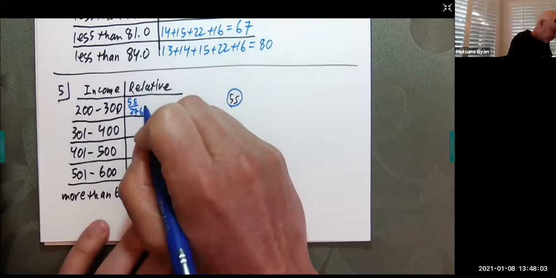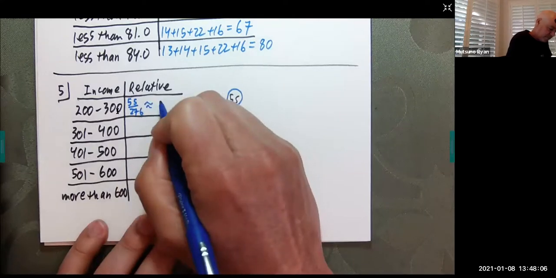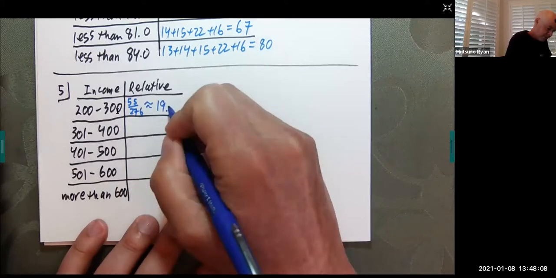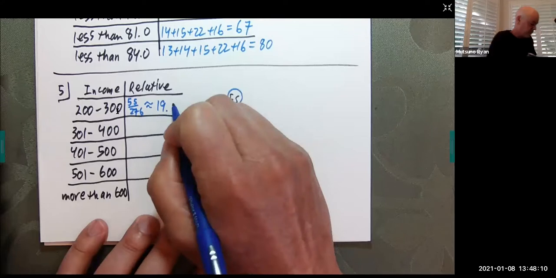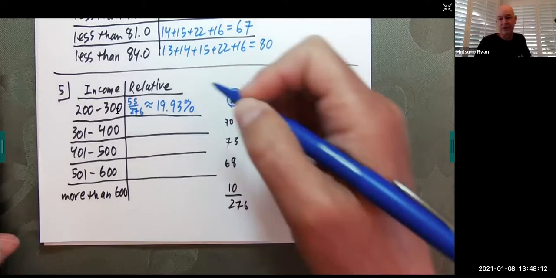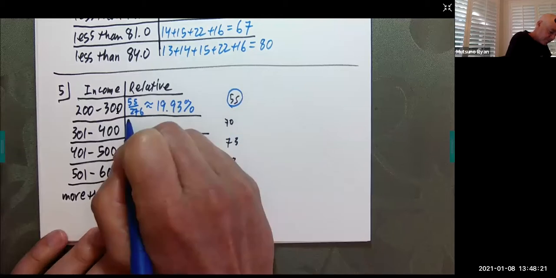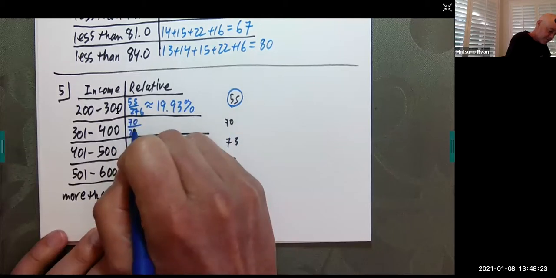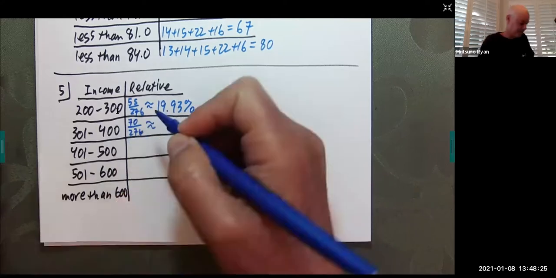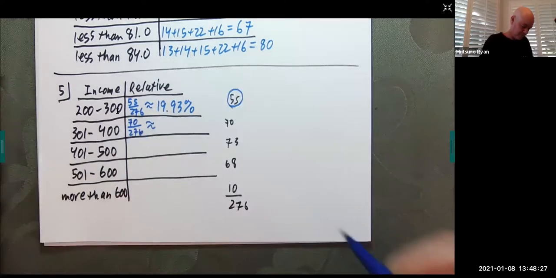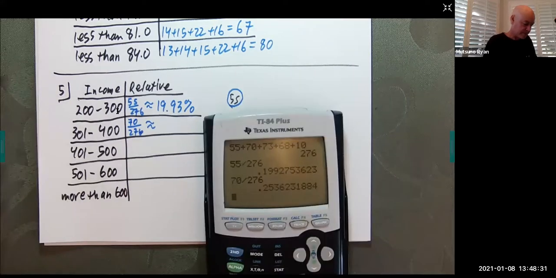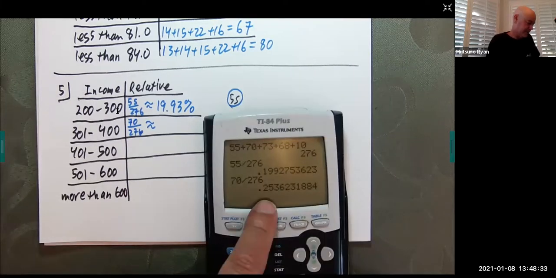So this is going to be 19.93%. Remember, you have to move the decimal over twice, or times 100. Next up, I'm going to take 70 over the 276. And that's going to give me 25.36%.